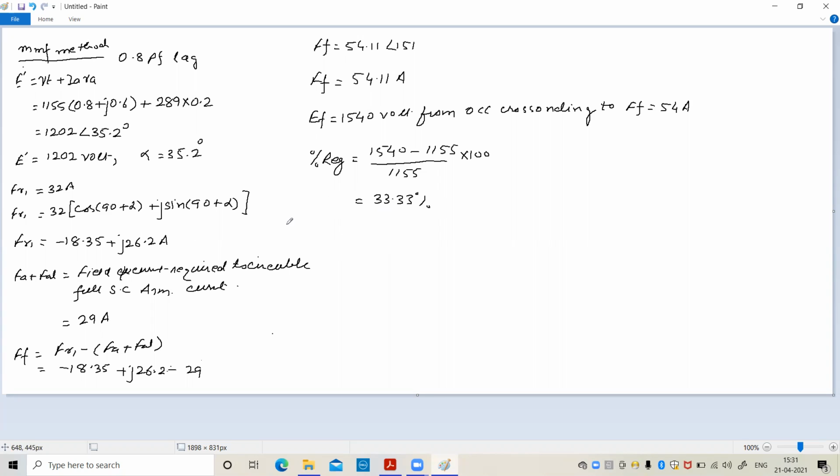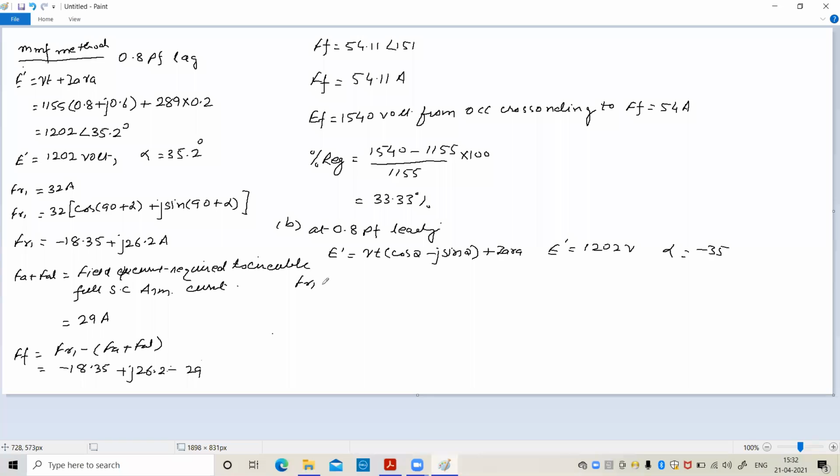Now we can calculate part B of the second one also at 0.8 power factor leading. So what is the change? The change is that the value of E dash can be calculated as Vt into cos theta minus j sin theta plus Ia Ra. It is found that the E dash magnitude is same, 1202 volt, but alpha is equal to minus 35. Therefore, the value of FR1 remains same.